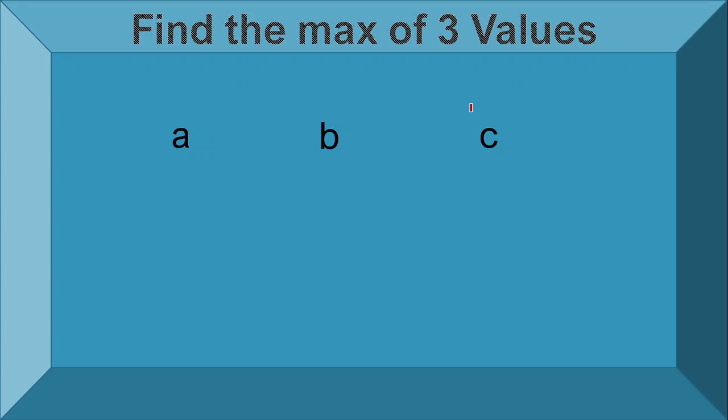Now let's talk about how to find the max of three given values using this conditional operator. To explain this, let me tell you some math linked with it. I am going to write something like this: if A is greater than B and A is also greater than C, then A is max.